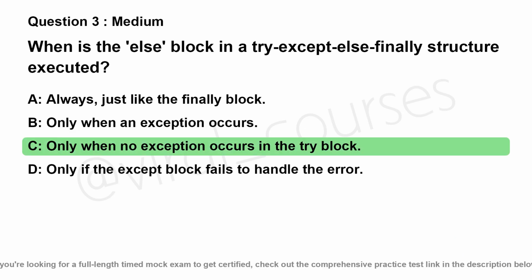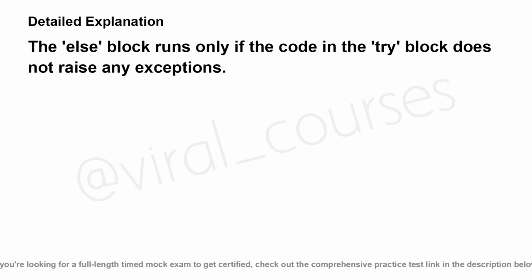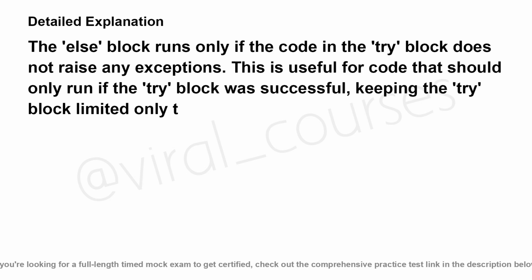The correct answer is C. The else block runs only if the code in the try block does not raise any exceptions. This is useful for code that should only run if the try block was successful, keeping the try block limited only to code that might actually fail.